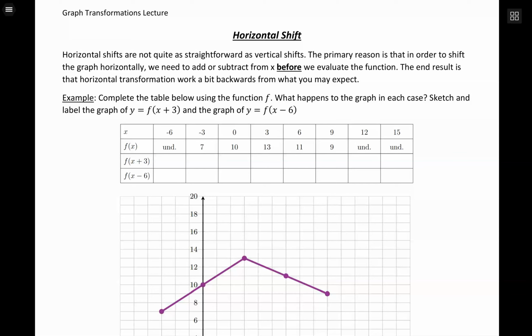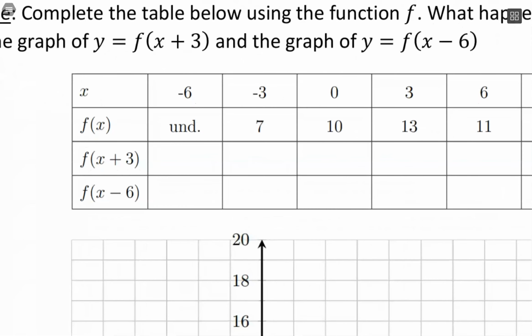And with this, because we're doing that work before we evaluate the function, things end up working kind of opposite of how we expect it to. So let's look at some examples here, and I'll give you my tips for how to think of these. So what we're going to do is look at this f of x plus 3.